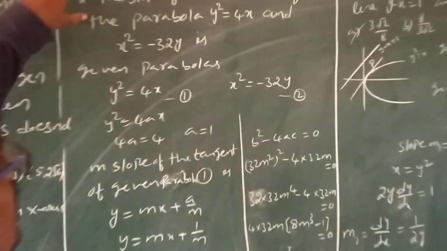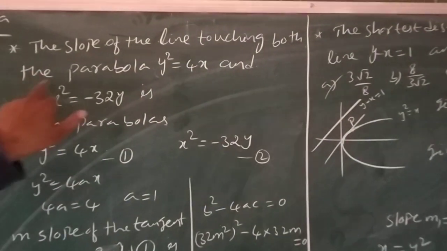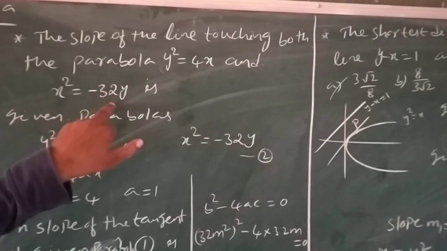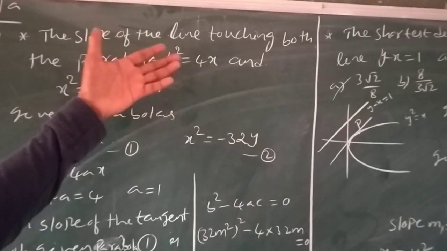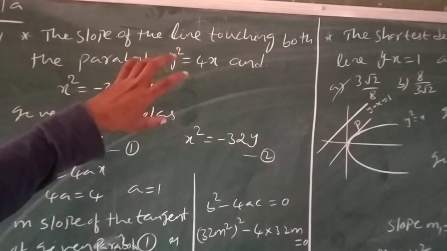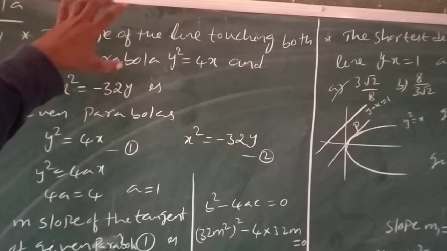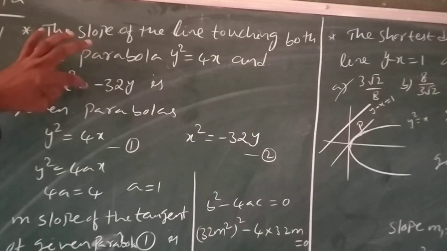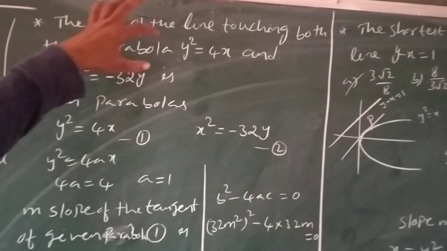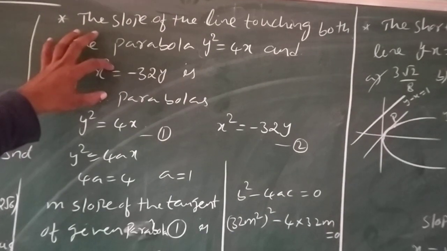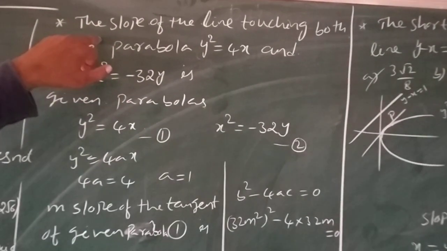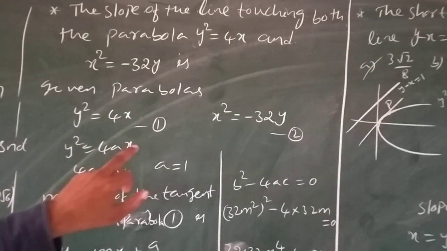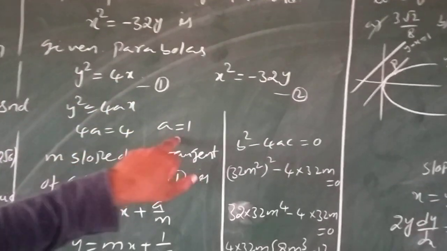Another problem. Find the slope of the line touching both the parabolas y square is equal to 4x and x square is equal to minus 32y. We need the common tangents of both parabolas and then find the slope. Given the parabola y square is equal to 4x, comparing with y square is equal to 4ax, 4a is equal to 4, so a is equal to 1.